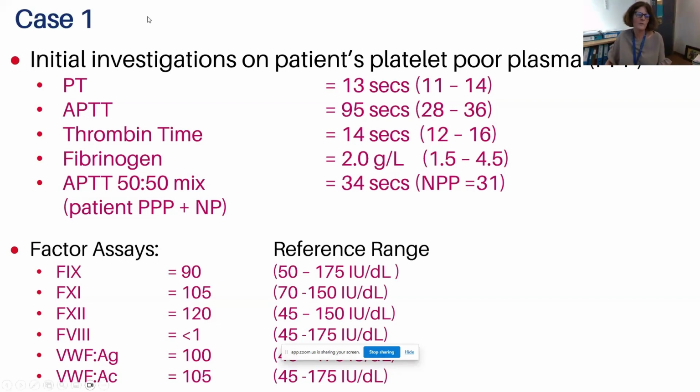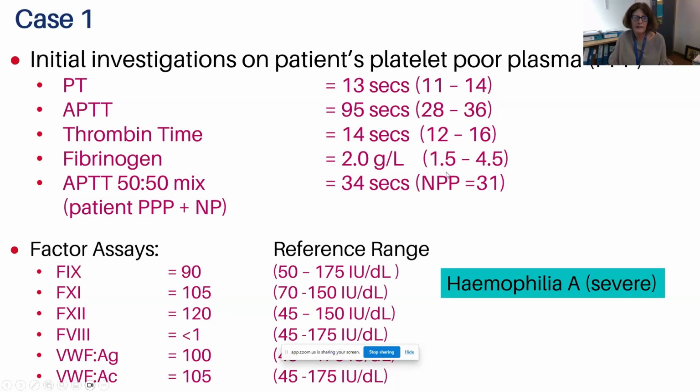Okay, and so we went on and we measured the factor assays. We did a factor 9 that was 90. We did an 11, which is 105. We did a 12, 120, and the factor 8 was less than 1 in this patient, and the VWF levels were in the normal range. So we were able to diagnose severe haemophilia A in this child.